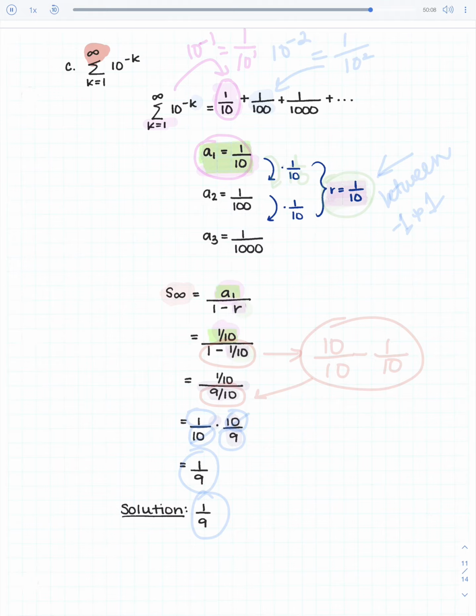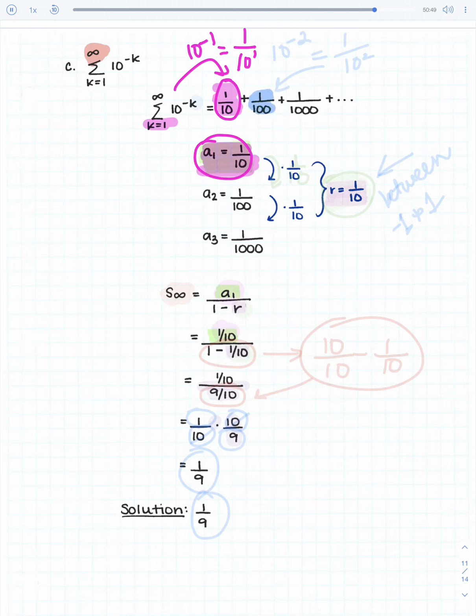Now, your first term, your a sub 1, is when you plug in 1, which gives you 10 to the minus 1. Remember, negative exponents just make tiny fractions, so it becomes 1 over 10 to the first power, which is how they came up with 1 over 10. So that's your a sub 1, your first term is 1 over 10.